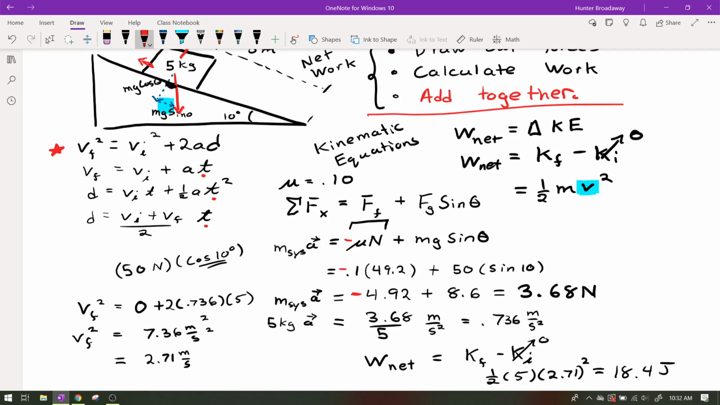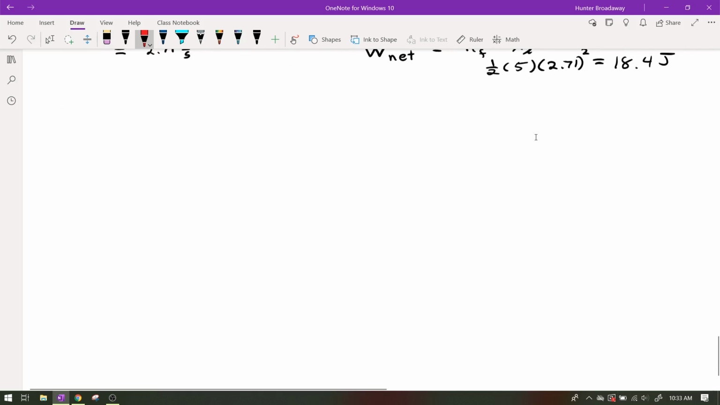Any other questions? Okay, let's see here. How about our good friend the Atwood machine? We haven't done one of those in a while. Remember what the Atwood machine does? The pulley is kind of like a scale.